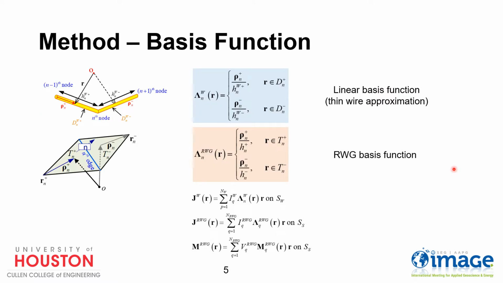Before I talk about the details of this approach, I will first introduce two basis functions that will be used. As I mentioned, the thin structure will be discretized by segments. So here, we use the linear basis function. However, for the CO2 plume, which is a surface structure, we need to use the RWG basis function. So using this basis function, the continuous current density will be discretized.